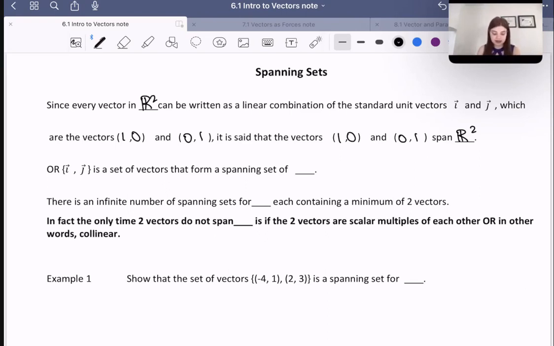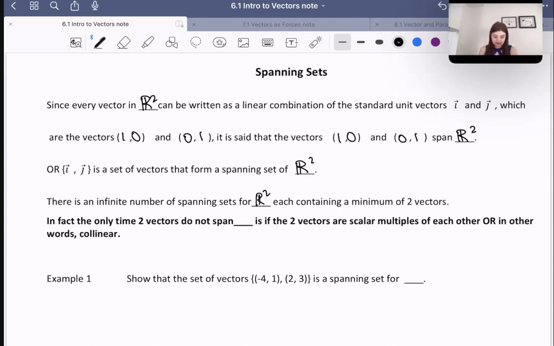Another way we can say it is that {i, j} is a set of vectors that form a spanning set of R2, right? There is an infinite number of spanning sets for R2. (1, 0) and (0, 1) is probably the most obvious one, but there are other combinations that span it, and each must contain a minimum of two vectors. They must contain at least two vectors in order to even have a chance of spanning R2.